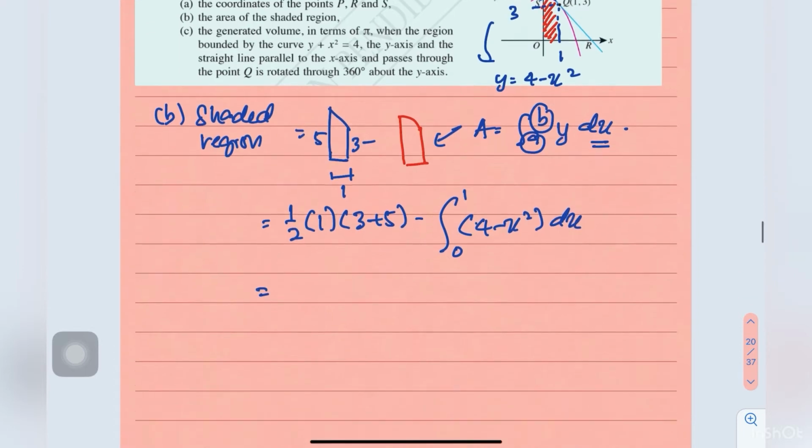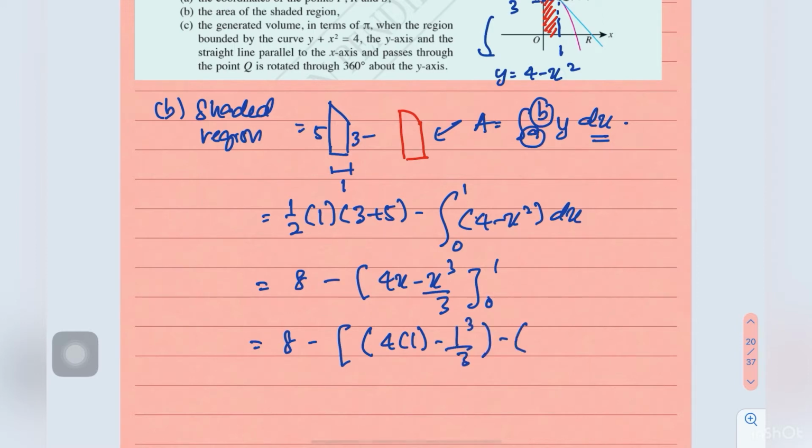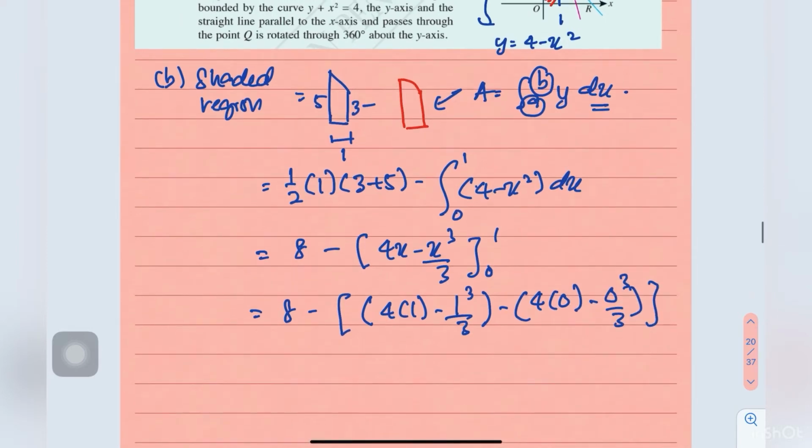So this one is 4, minus the integral, which is 4x − x³/3. Then we substitute the upper limit: 4 times 1 minus 1³/3, minus 4 times 0 minus 0³/3. So the final answer will be 1/3 unit squared.